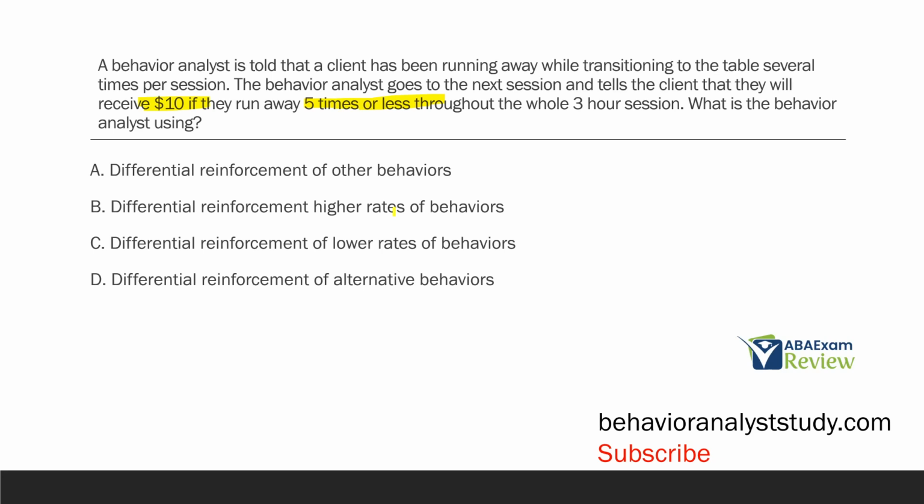With that, do we call that a higher rates of behavior? Again, no. With higher rates, it's the opposite. We would say 5 times or more, for example. What we're doing is setting a criterion, and they have to go below that criterion to try to reduce the behavior. So what the analyst is doing is using a differential reinforcement of lower rates of behaviors. To be more specific, it's a full session DRL because the client has to hit the criterion across the whole session. But we're just going to focus on the broad idea of differential reinforcement of lower rates of behaviors.